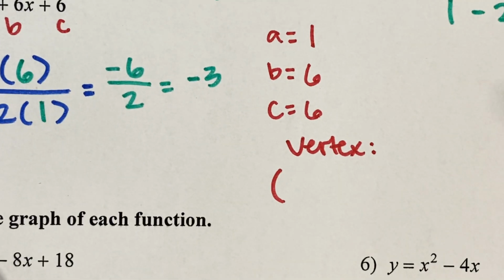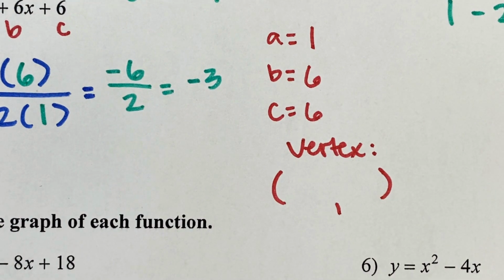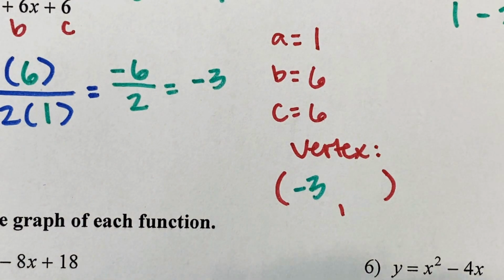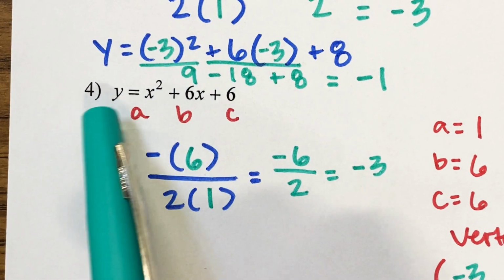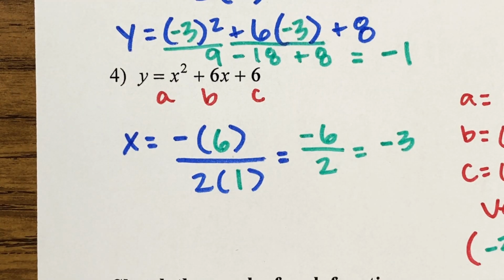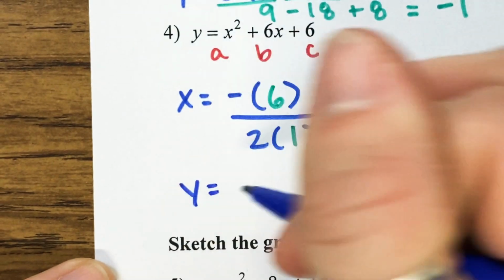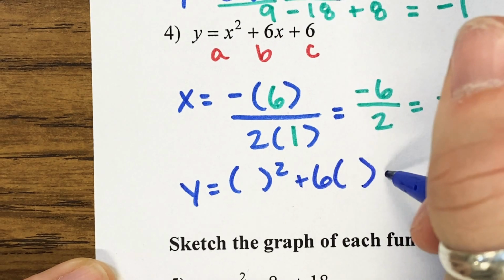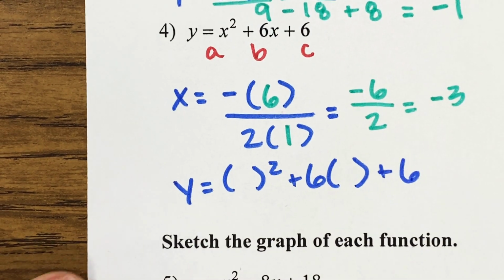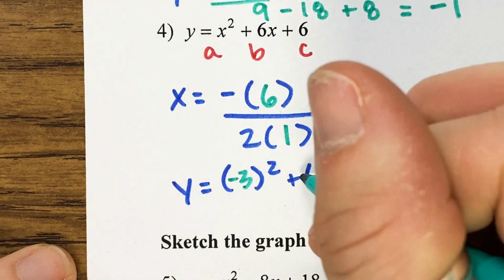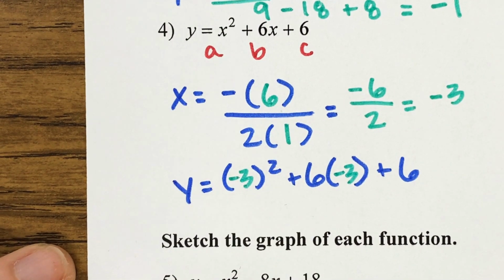Okay, so for this vertex, our x part is negative 3. Okay, now we're going to use the x to plug it in everywhere we see an x to find our y. Okay, so we're going to copy this down. I have y equals x squared plus 6 times x plus 6. Okay, so everywhere I see that x, I'm going to plug in negative 3. So negative 3 squared plus 6 times negative 3 plus 6.